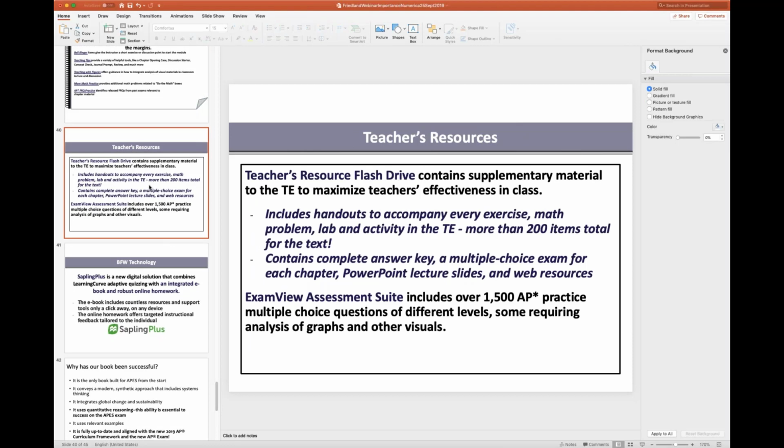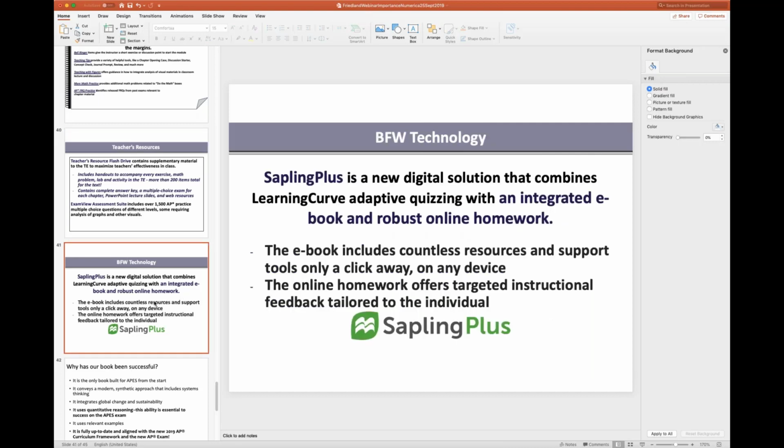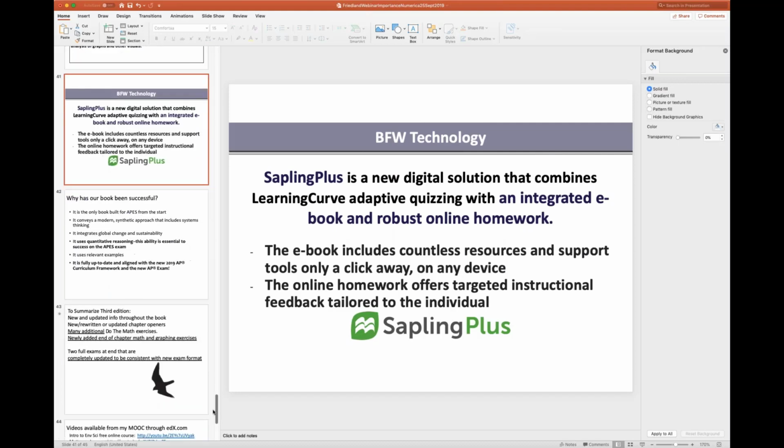There are other things I don't have time to go over, but maybe you could look through some of these. We have a flash drive that has all kinds of teachers' resources, including additional handouts, lab activities, and answer keys for the things that there aren't answers to in the student edition of the book. And there's Exam View with 1,500 practice multiple choice questions. We have a new thing, Sapling Plus, that I don't know a lot about, but Tommy can help you with that, and ebook access to all those sorts of things.